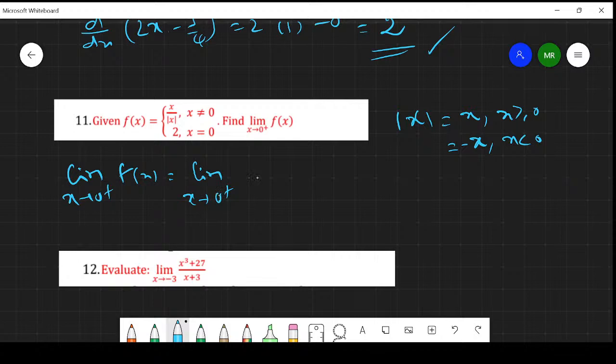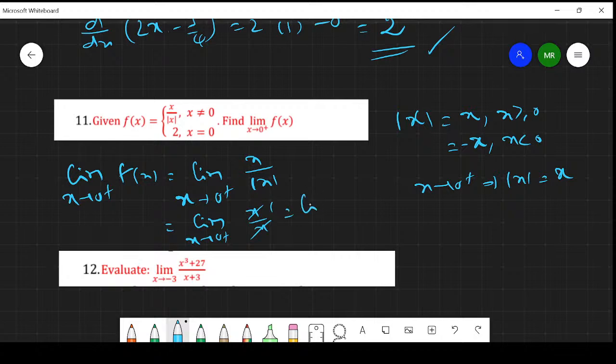x tends to 0 plus. 0 plus means more than 0, so whenever x tends to 0 plus, mod x will be x only, positive. So you will get x by mod x, I can write limit x tends to 0 plus x by x. So it will be 1.